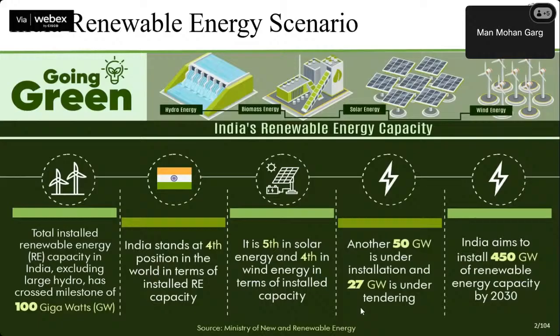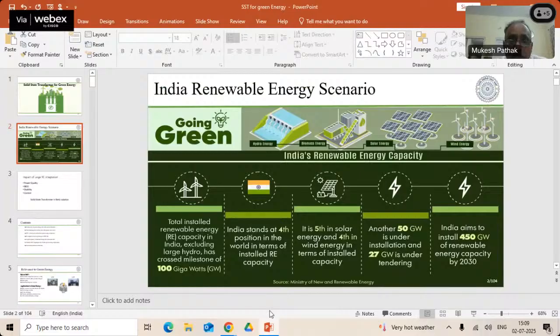So now there is a push for more renewable energy installation, and 50 gigawatt is under installation. So that will make it 150 gigawatt very soon. And 27 gigawatt is in the process. So overall, the country is aiming to achieve a renewable energy installation of 450 gigawatt by the year 2030, which now seems to be quite achievable.